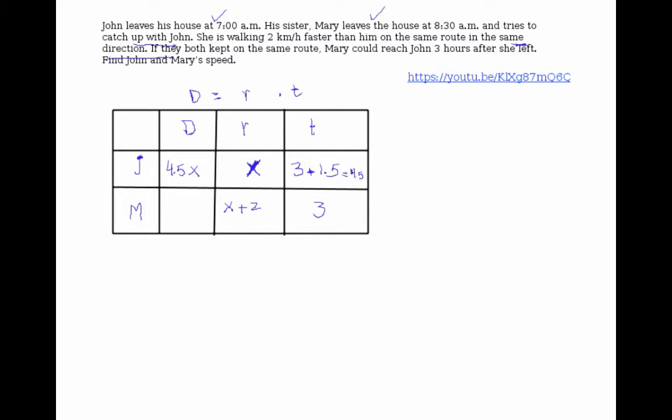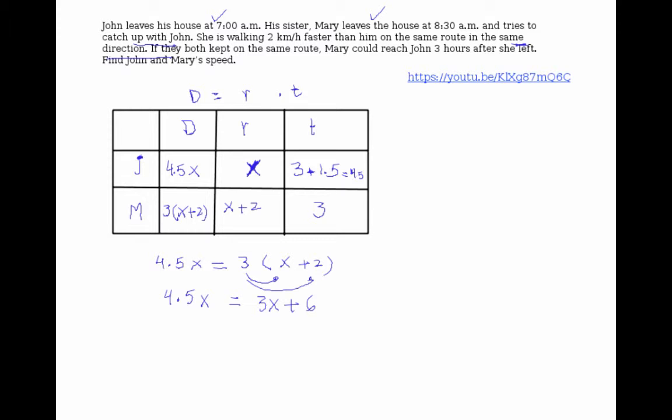So what would be the distance for Mary? Anybody? 3 times x plus 2. Very good. All right. The distance that John covers, we already figured, is 4.5x. Must be equal to the distance that Mary covers, which would be 3 times x plus 2. Now we have to solve for x to find the rate. So here we're going to distribute. We get 3x plus 6 is equal to 4.5x.